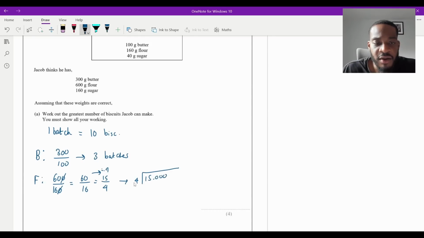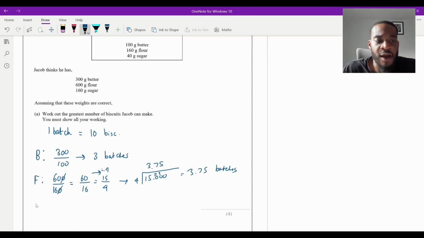15.0 and so on. 4 doesn't go into 1. 4 goes into 15 3 times, doesn't it? With a remainder of 3. 4 goes into 30 7 times because 4 sevens are 28. So it goes in 7 times with a remainder of 2. And then 4 goes into 20 5 times. So that means we can make 3.75 batches.